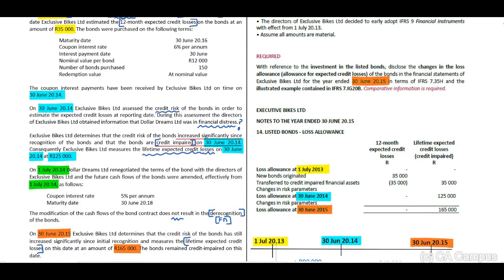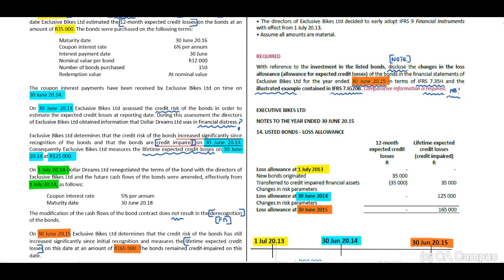I want to read through the requirement with you. With reference to the investment in listed bonds, disclose. Therefore you need to know that this is in a note. Remember, if they've indicated to you to present, this will be on the face of your statement of financial position. The changes in the loss allowance of the bonds in the financial statements of Exclusive Bikes Limited for the year ended 30 June 2015 in terms of IFRS 7, paragraph 35H, and the illustrated example contained in IFRS 7 IG 20B. Comparative information is required.